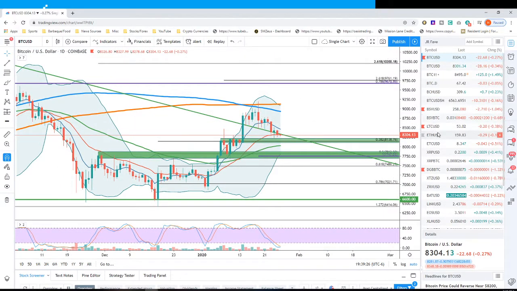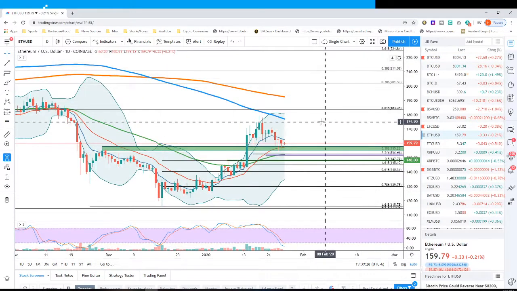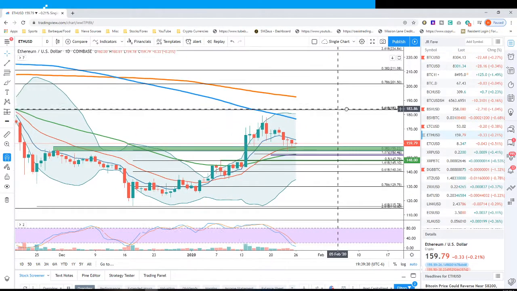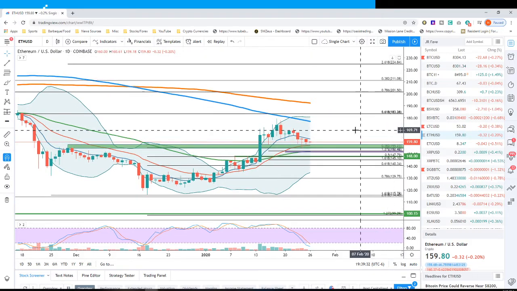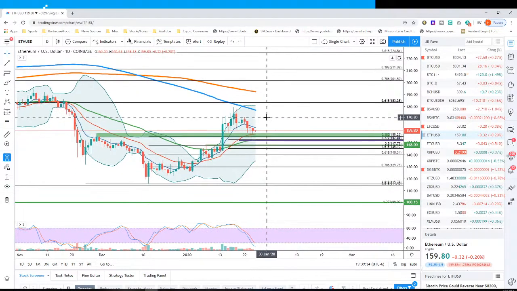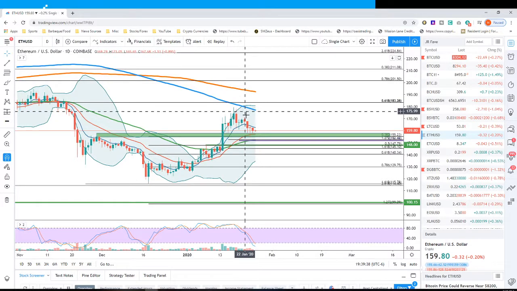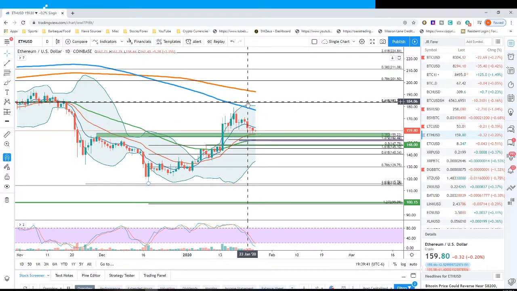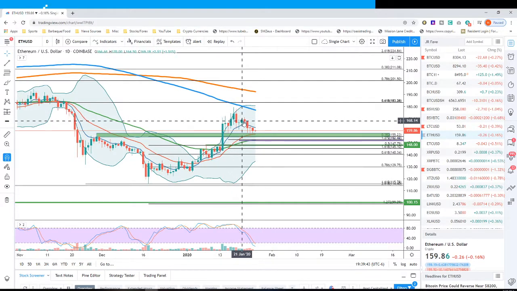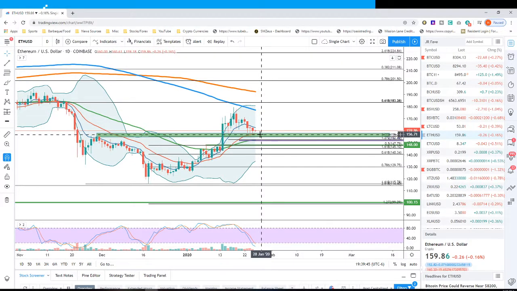Let's go over to Ethereum. Same sort of thing, right? I had the resistance up here at the Fib cluster, 200-day moving average, big time resistance right up here. Now pulling back a little bit and retracing right back into support.